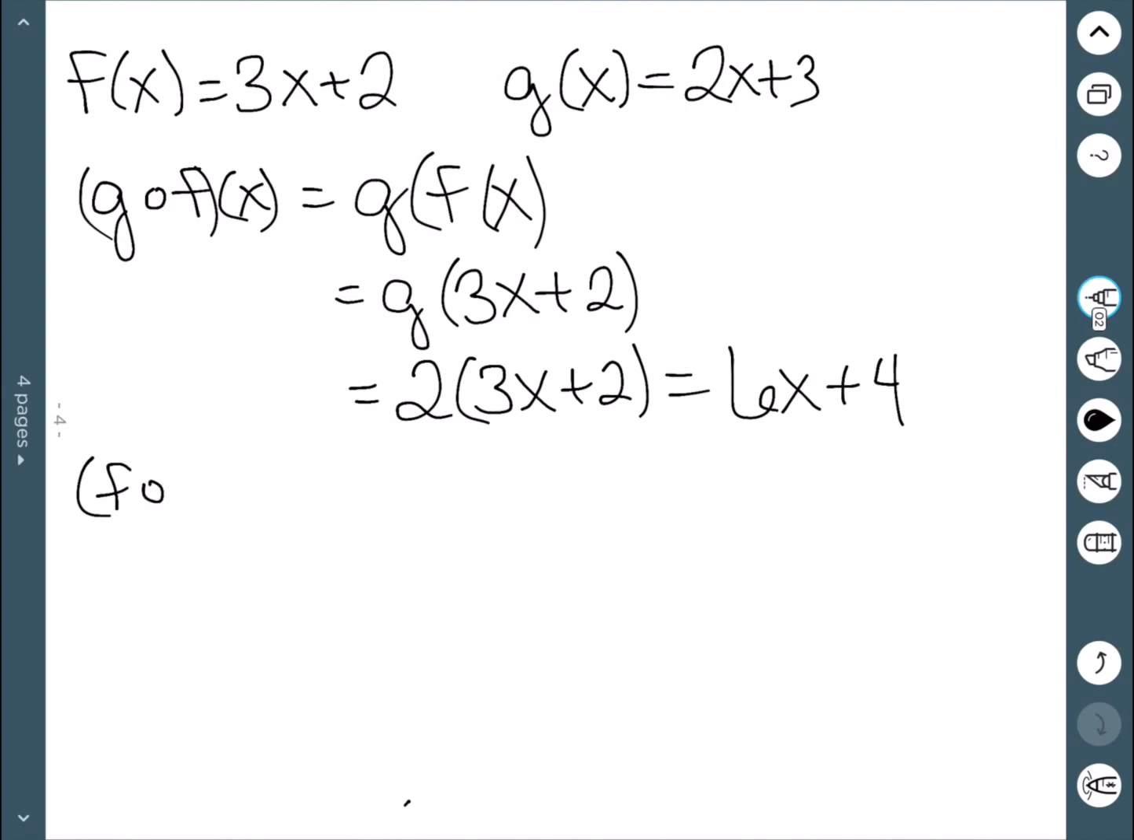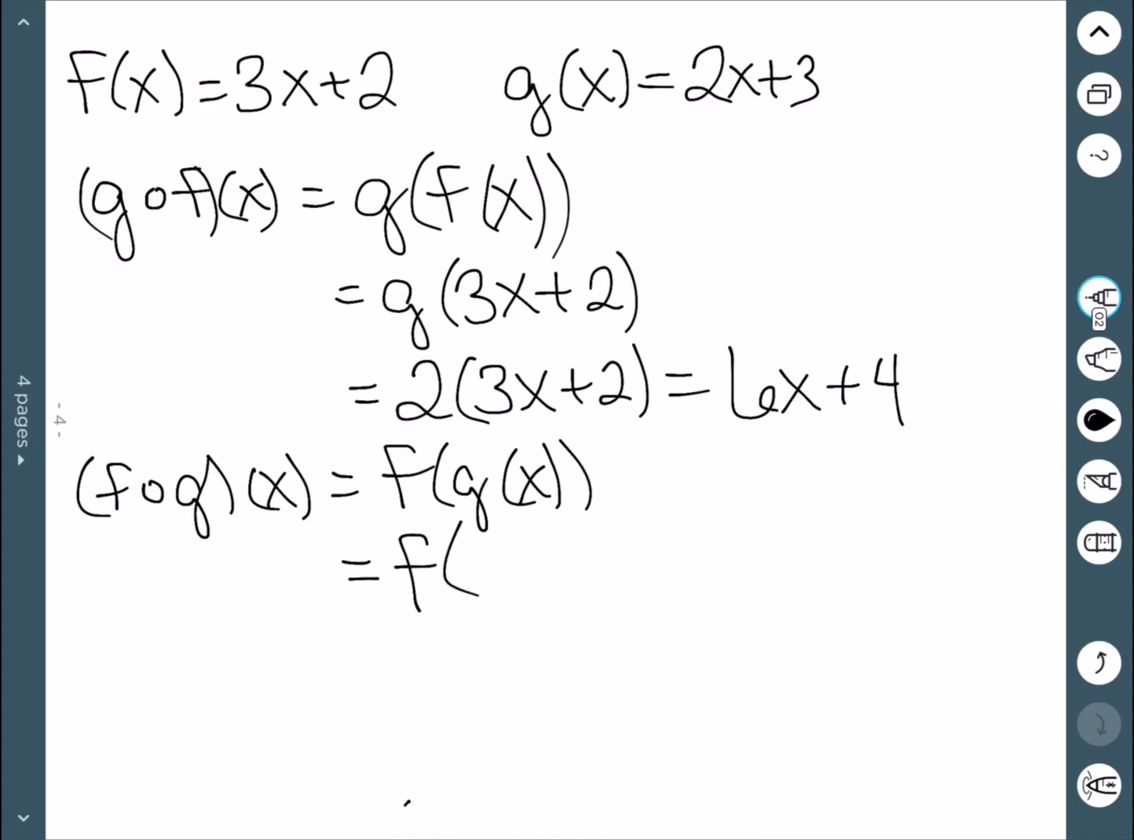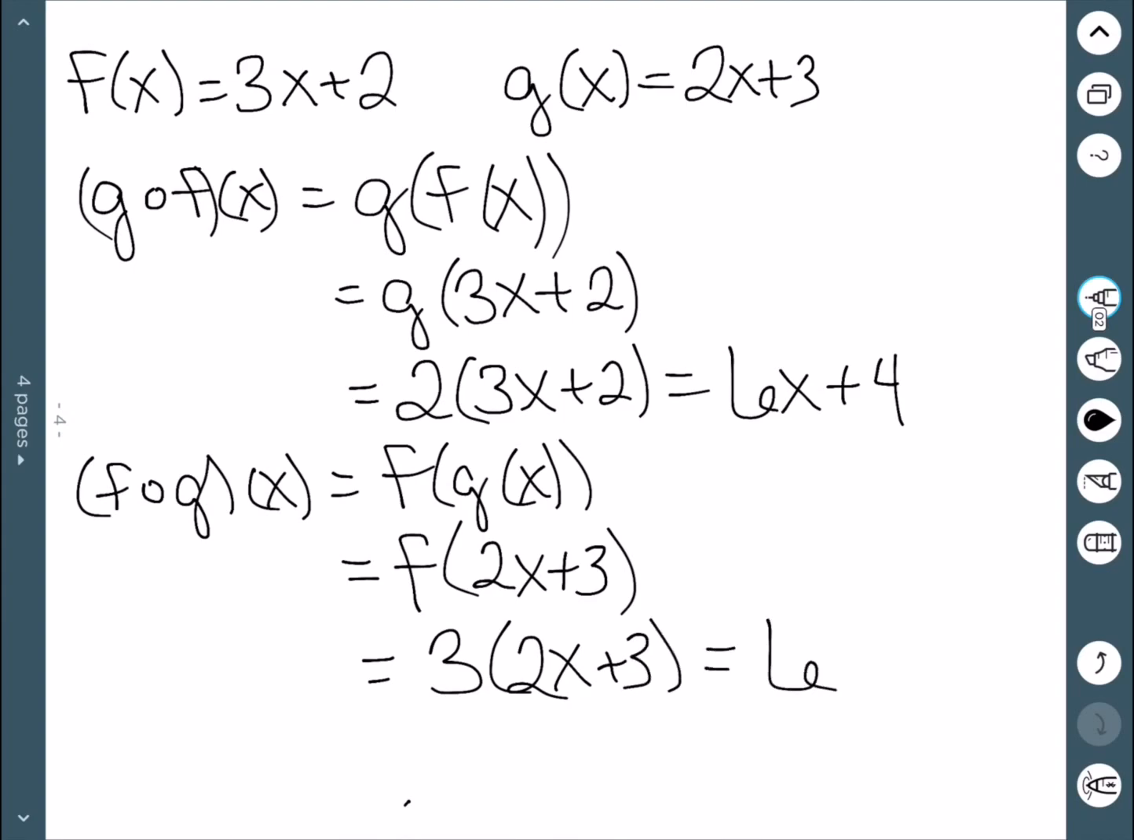And if I try to go the other way, f of g of x, well then I have f of g of x. I know that g is 2x plus 3, so now I need to change the x's in f to 2x plus 3. And this would give me 6x plus 9. So f of g and g of f are not the same thing.